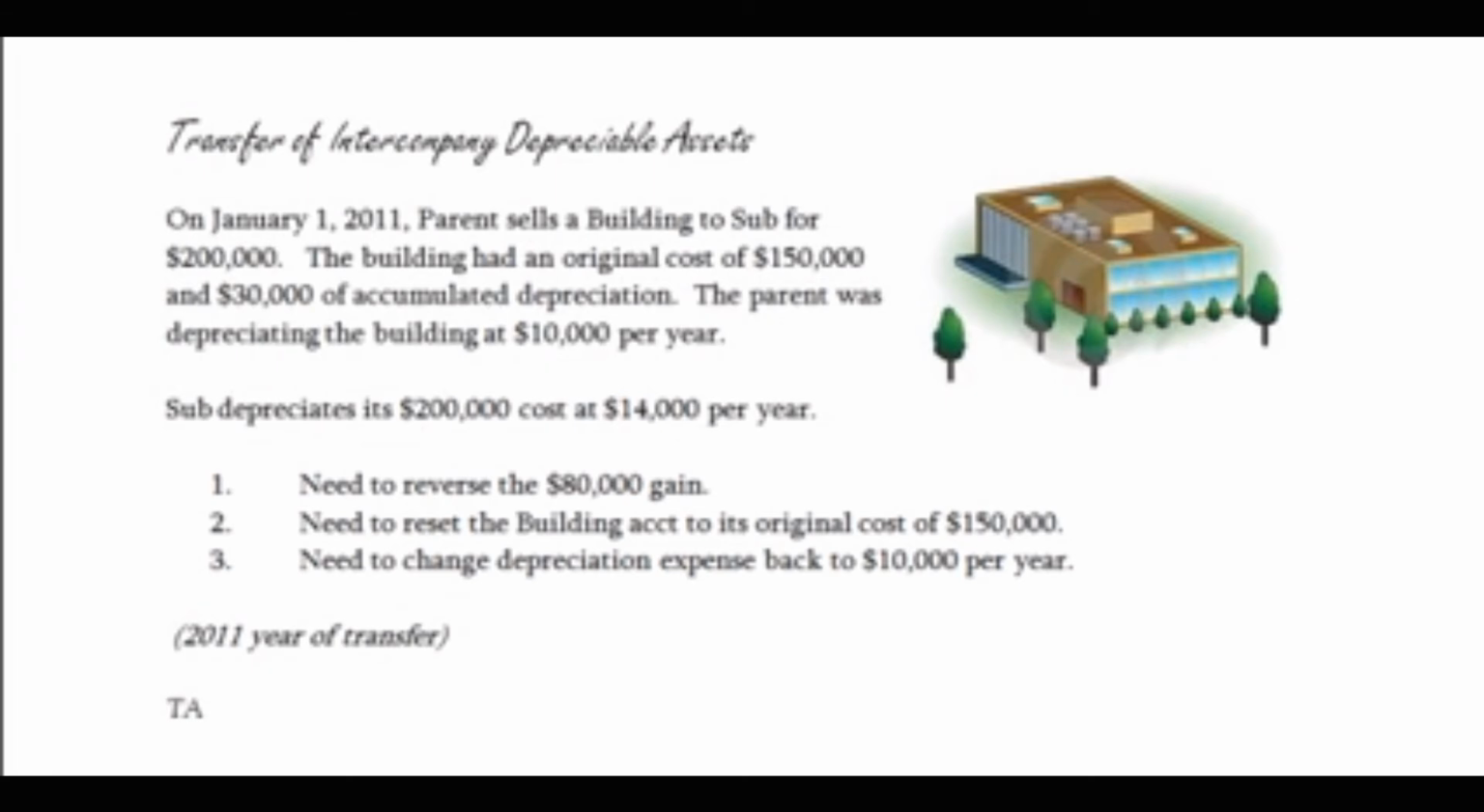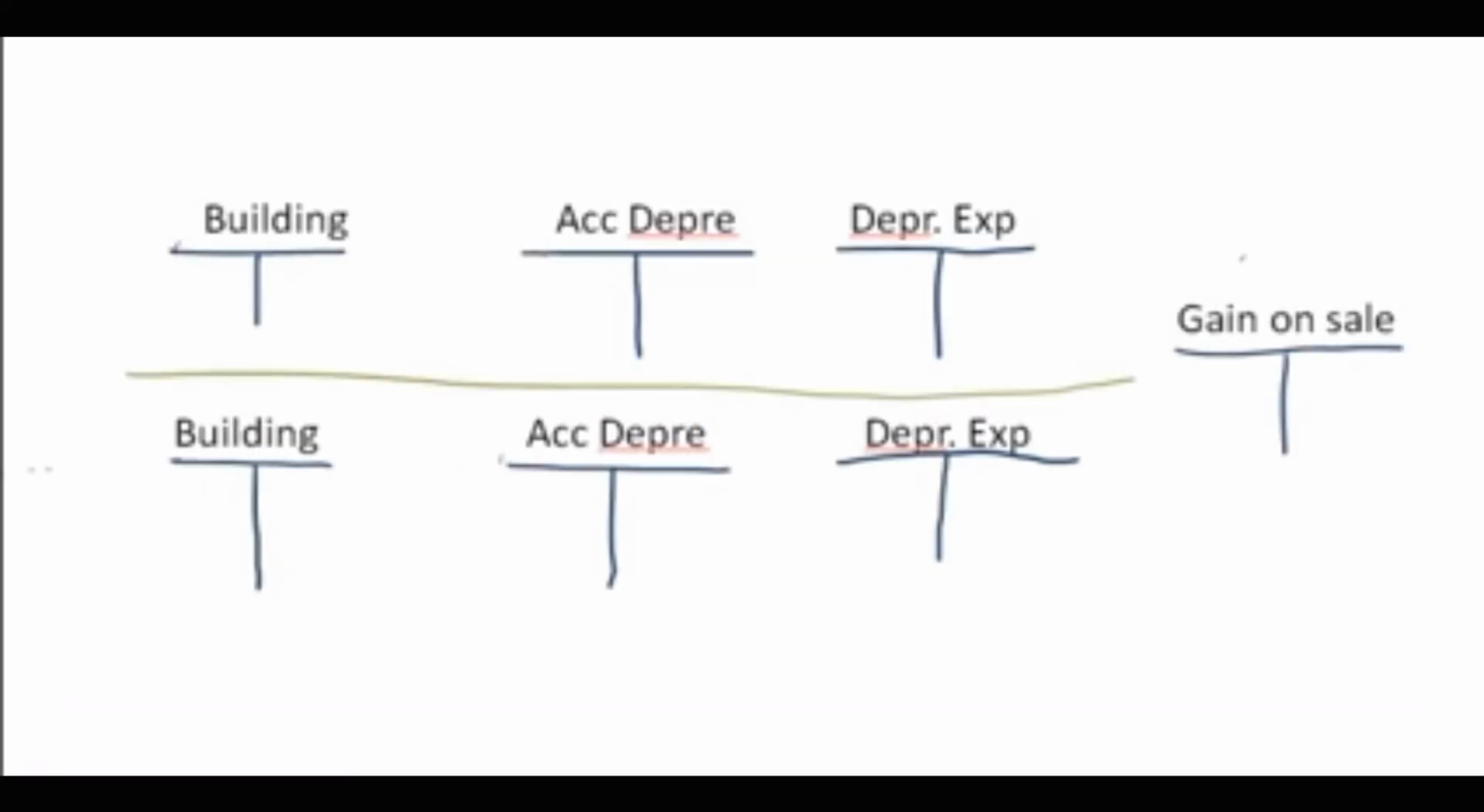When I was first learning this, I finally figured out that what would be very helpful to me is if I set up T accounts for all of this information rather than trying to hold it in my head. Okay, so here's a bunch of T accounts. I'm going to let the three at the top of the screen represent the parent's T accounts, and there I want to record how things would look if the parent had not sold the building to the sub. The bottom three will represent the subsidiary's accounting records as it currently shows the building that they've purchased.